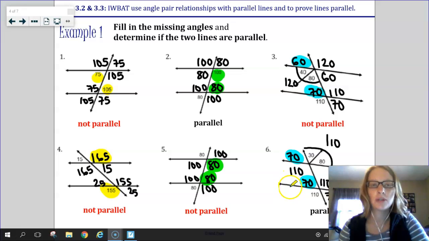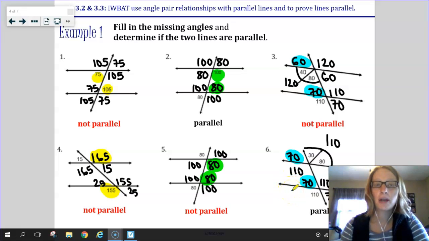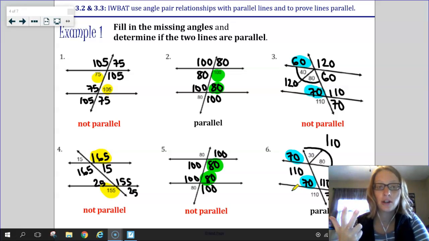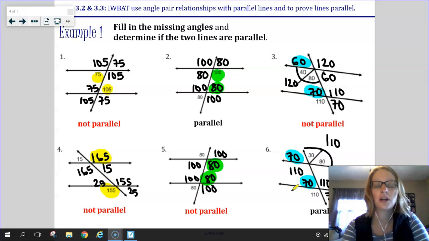our angle relationships true? Meaning, are the pairs of angles that are supposed to be congruent, corresponding, alternate interior and alternate exterior, actually equal to each other? Or are the pairs of angles that are supposed to be supplementary, same side interior or same side exterior, do they actually add up to 180 degrees? Let's go ahead and look at example number 2.